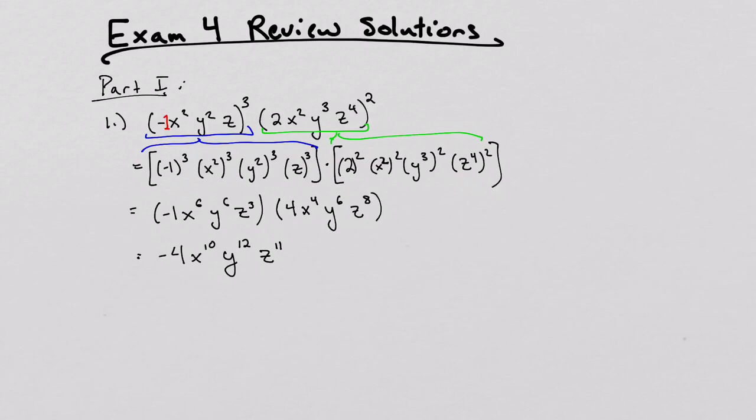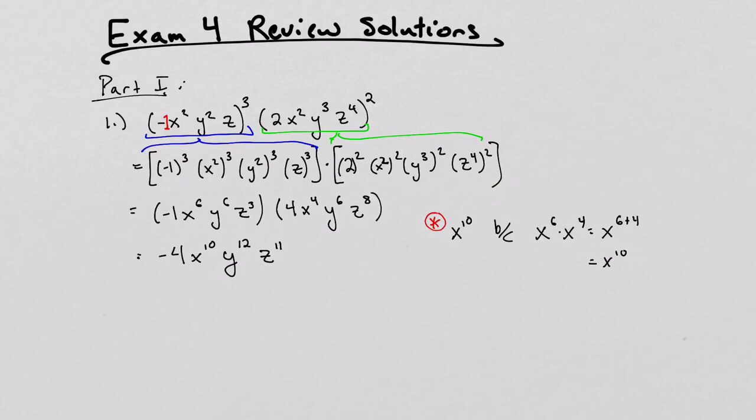So just adding a little bit of a note here. It's x to the 10th, because it's going to be that x to the 6th times x to the 4th is x to the 6th plus 4, which is x to the 10th. And the same thing for y and for z.